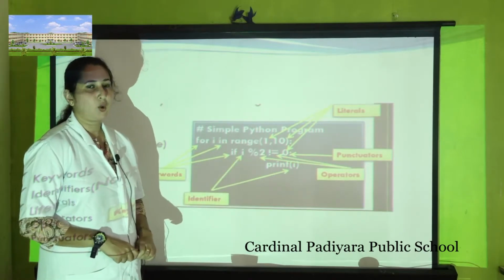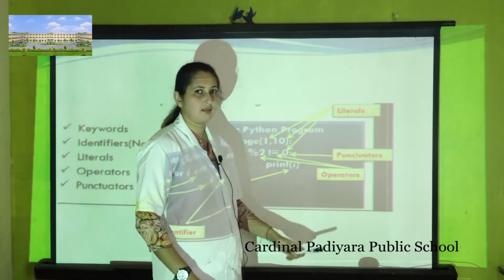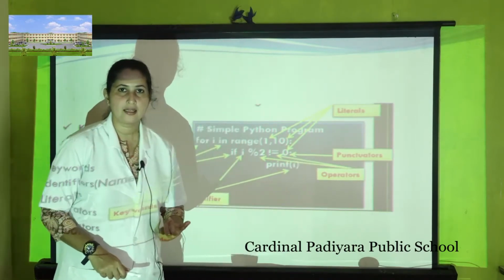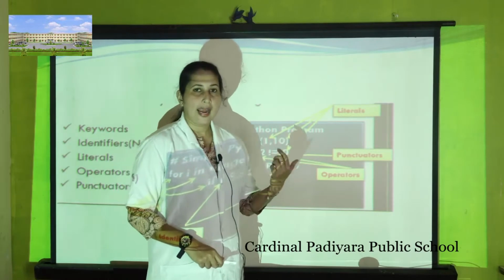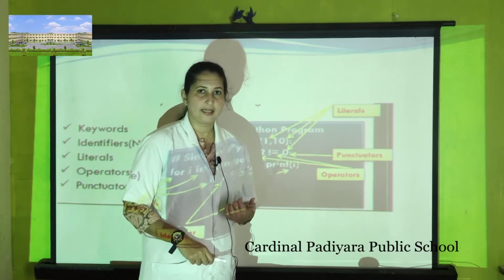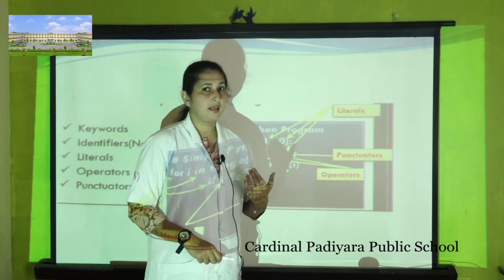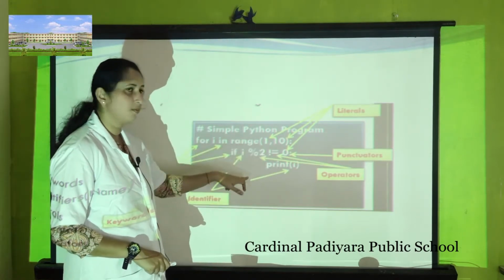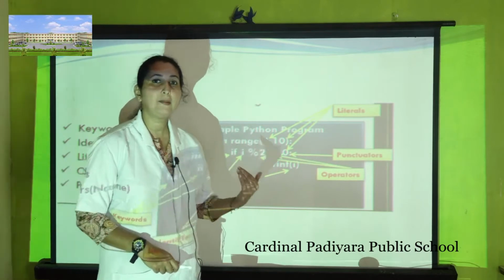Then another token is operators. There are different types of operators in Python: arithmetic operators, identity operators, membership operators, assignment operators. Here we can see some of the operators, the plus and equal to symbols. Those are arithmetic operators.